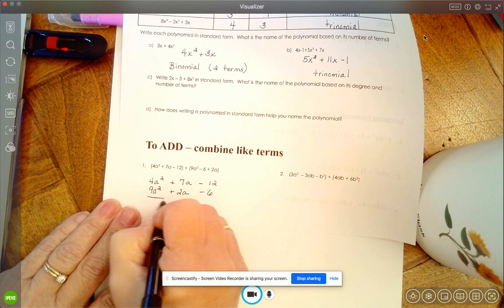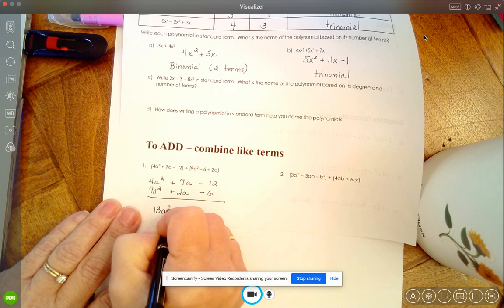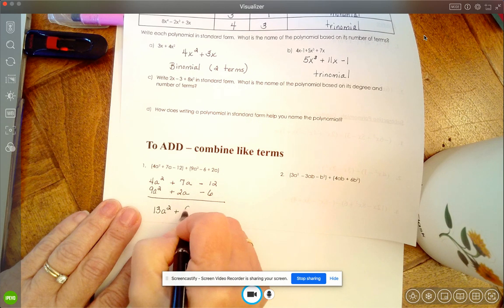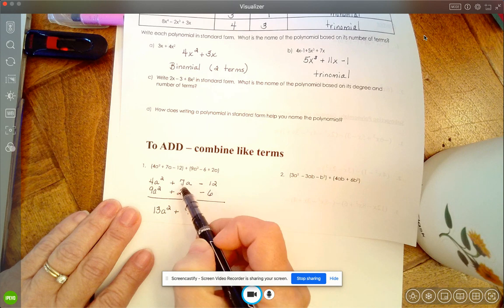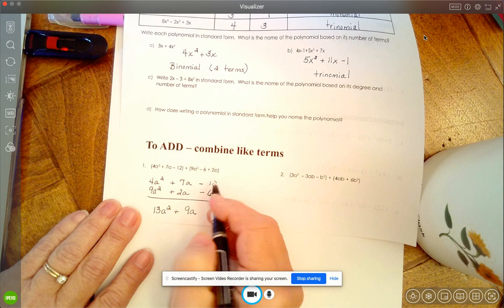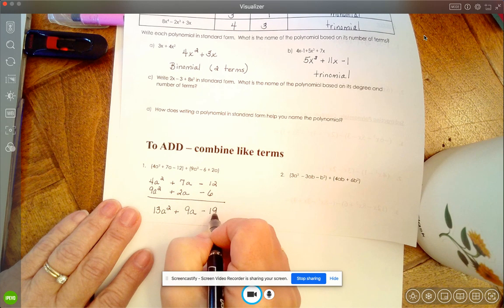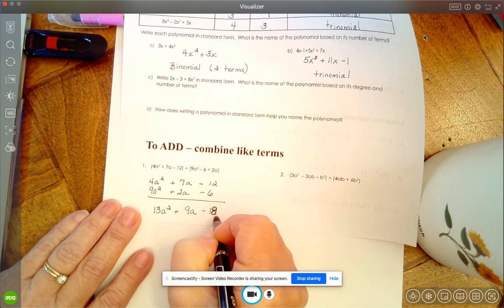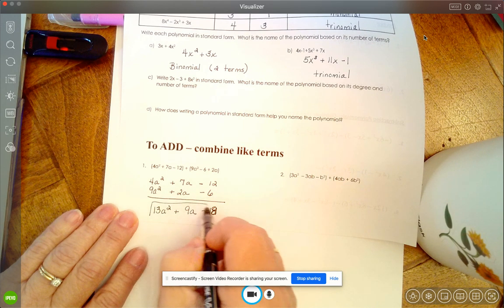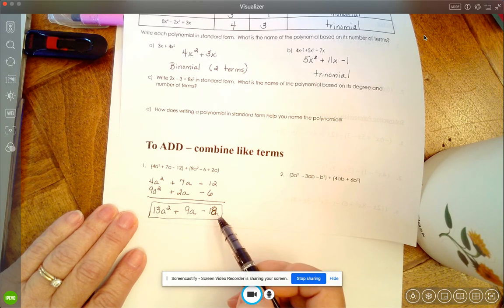Now when I combine these, I have 13a squared. I have a 4a squared and a 9a squared. I have 9a to the first power, 7a to the first power, and I'm combining 2a to the first power. And then negative 12 and negative 6 is negative 18. I can't add. Okay, negative 18. So this is my answer to combining like terms. I have 3 terms, so it's a trinomial.